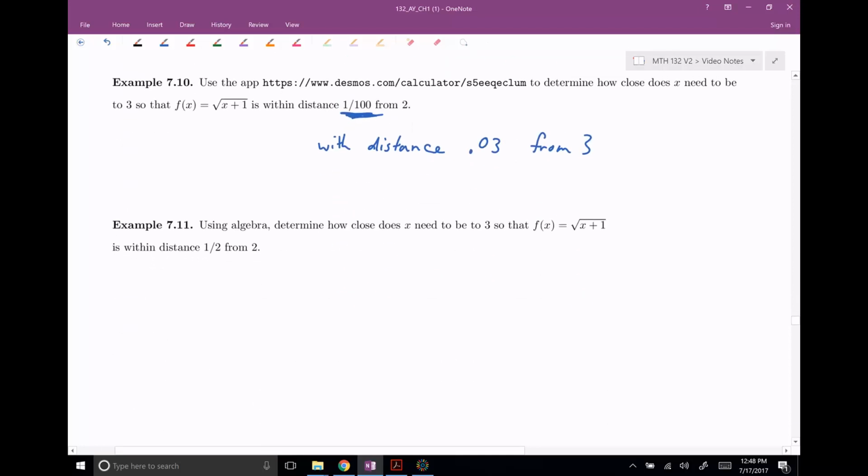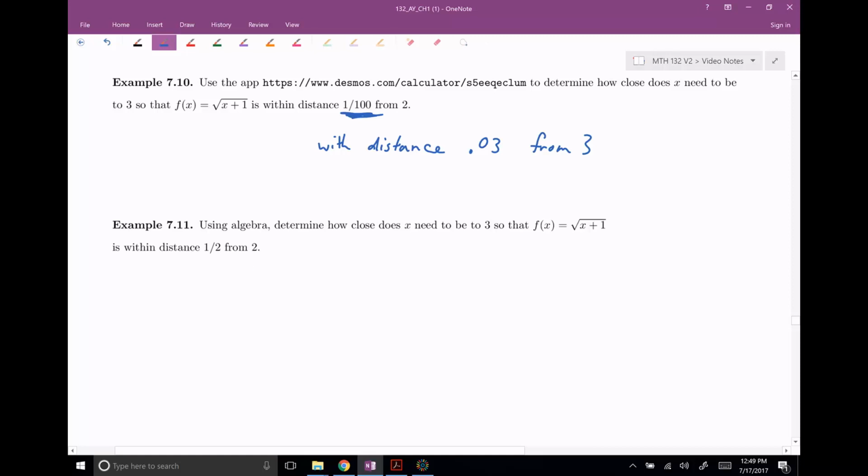All right, so I'd like to go back to this other problem that I had, but now using algebra. Determine how close does x need to be to 3 so that f of x is within distance 1/2 from 2. Okay, so let's talk about the second bit right here. I would like f of x and 2 to be within distance 1/2.